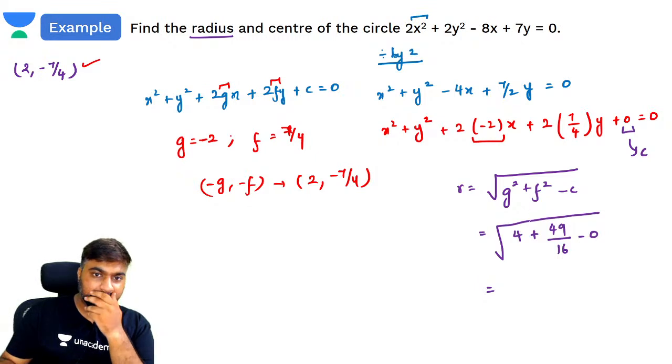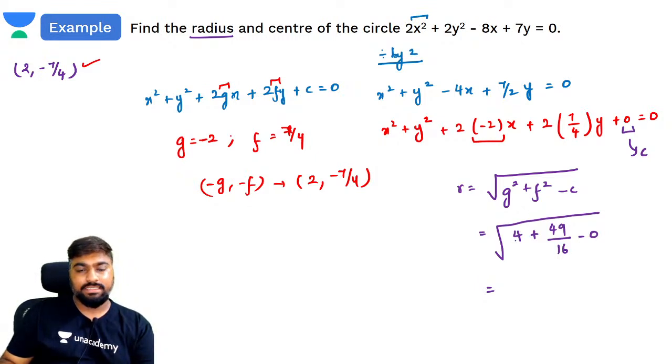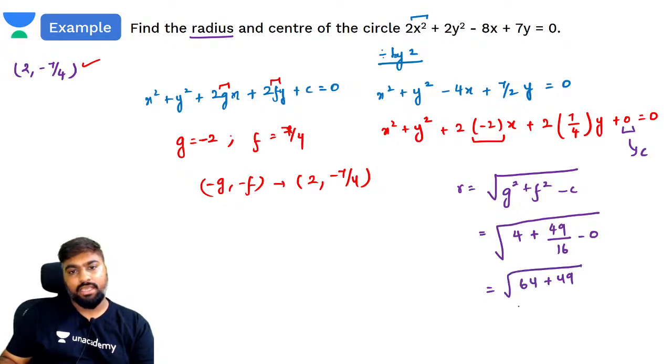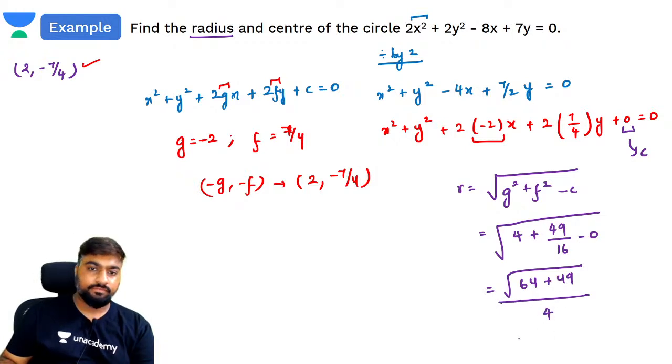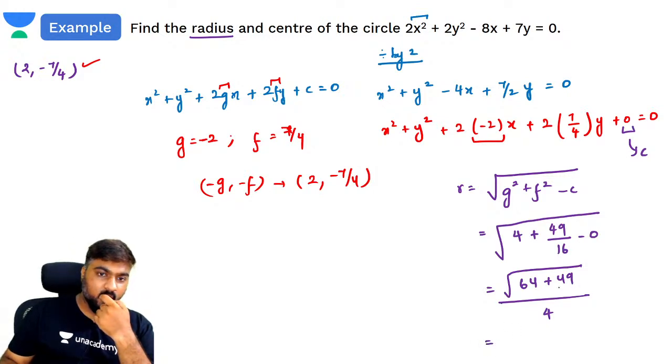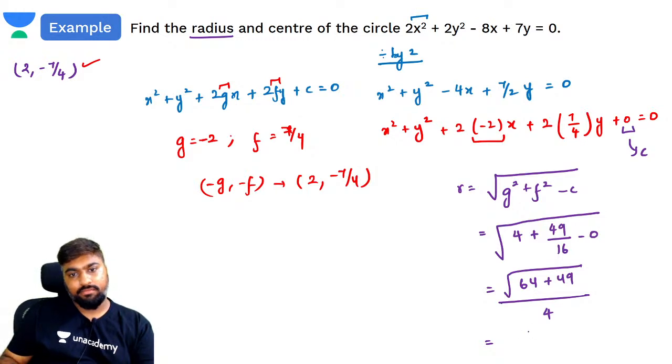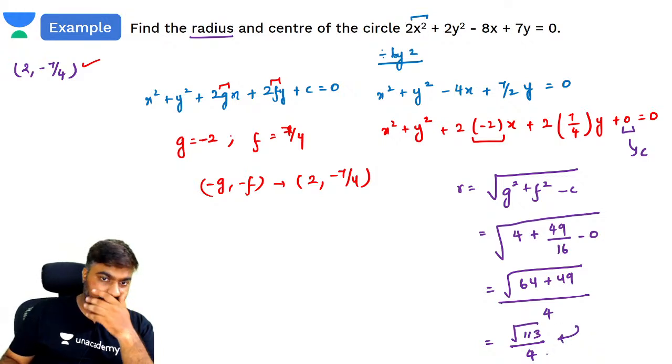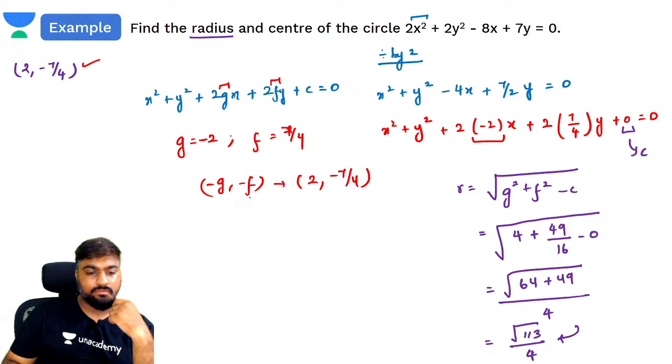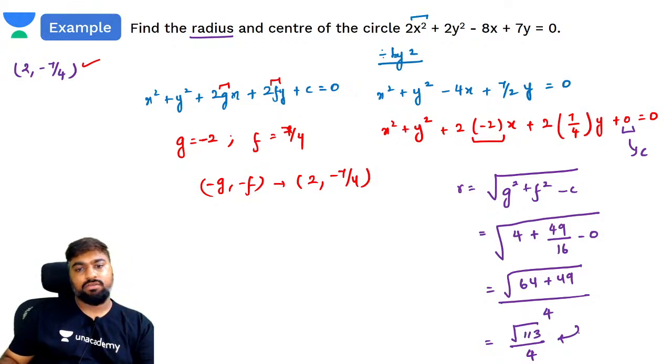Agreed? So what does this become? This becomes 16 4s is 64. 64 plus 49 का root by 16 है. 16 का root is 4. Yes. So what is this? 64 plus 49? 113. Root 113 by 4. तो एक बार चेक कर लो श्रेयसी अगर something went wrong there. The radius is this, so root 113 by 4 units.